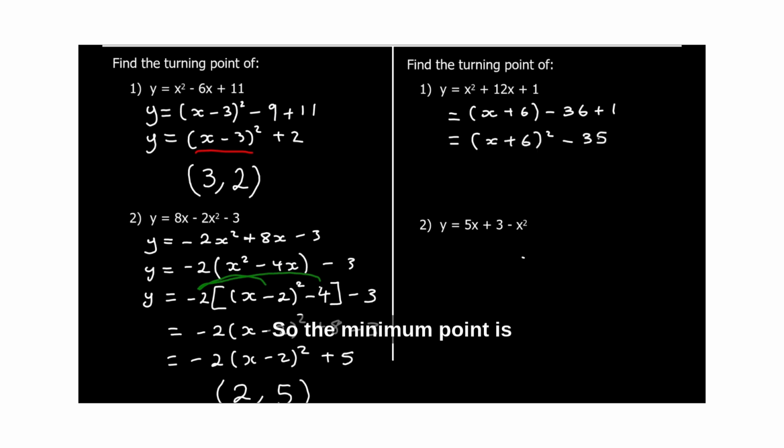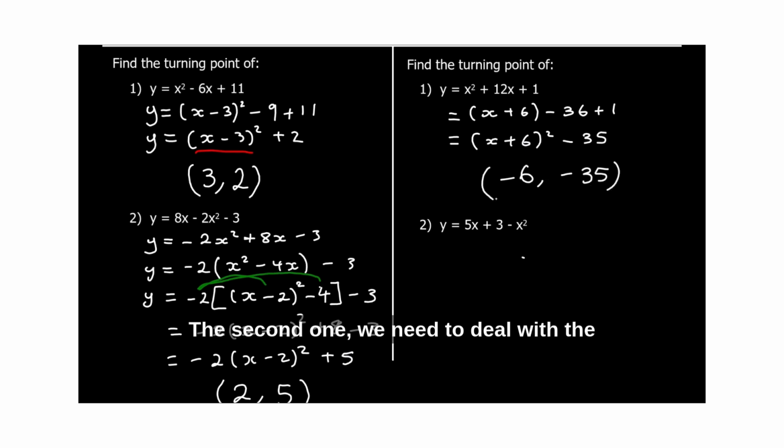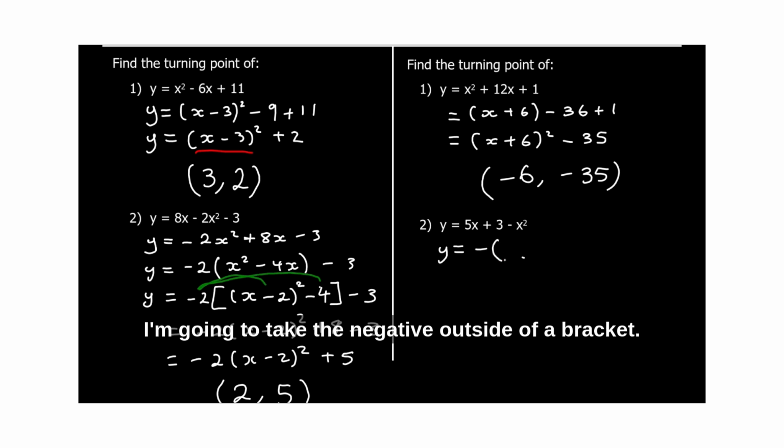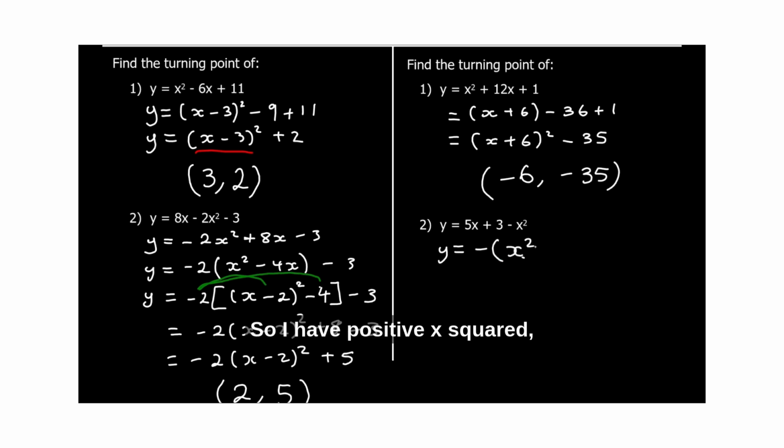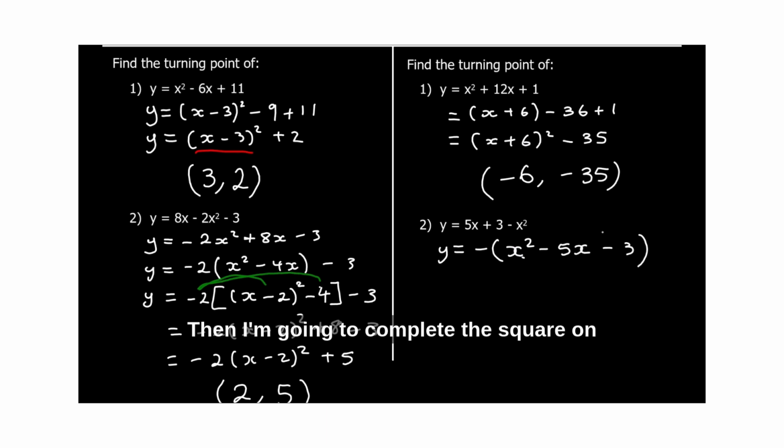So the minimum point is when the bracket's 0. So that's negative 6. x is negative 6. And y is negative 35. The second one, we need to deal with the negative first. I'm going to take the negative outside of a bracket. So I have positive x squared, and then negative 5x, and negative 3. Then I'm going to complete the square on x squared minus 5x minus 3.